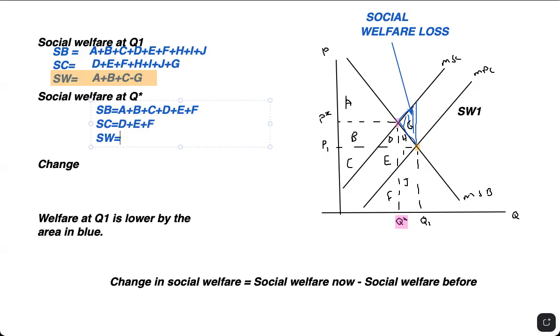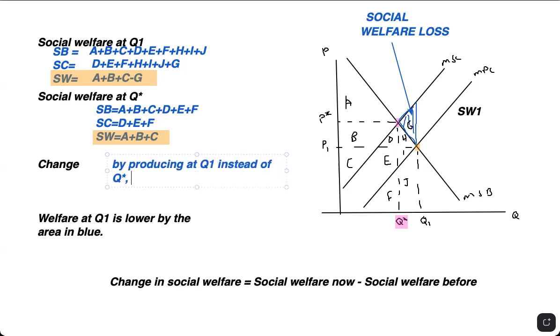And then the social welfare is the difference between these. So you have A, B, and C. You lose D, E, and F, and you keep A, B, and C overall. And that means by producing at Q1 instead of Q star, notice that social welfare is lower by G. So social welfare decreases by G. Both of them are good-ish outcomes. Both of them have positive social welfare, but Q star has even higher welfare by G. So you could say Q1 is causing a relative social welfare loss of G.